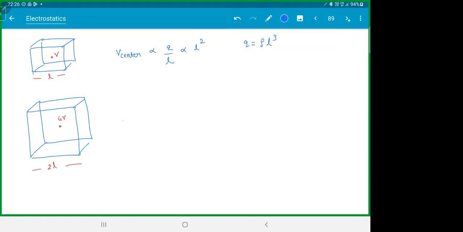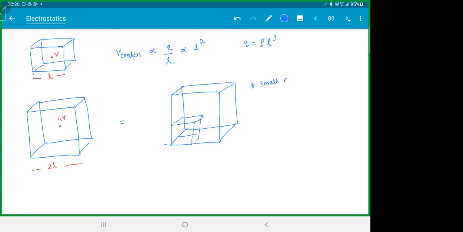Now you tell me, this big cube is made of how many small cubes? The big cube is made of 8 small cubes, na? Agreed? And the point is A here. So that means VA will be 1/8 of the 4V. So that is also V by 2. Answer will be same, people. V naught by V naught is half. So for a square plate and for this cube, the answer comes the same in both.